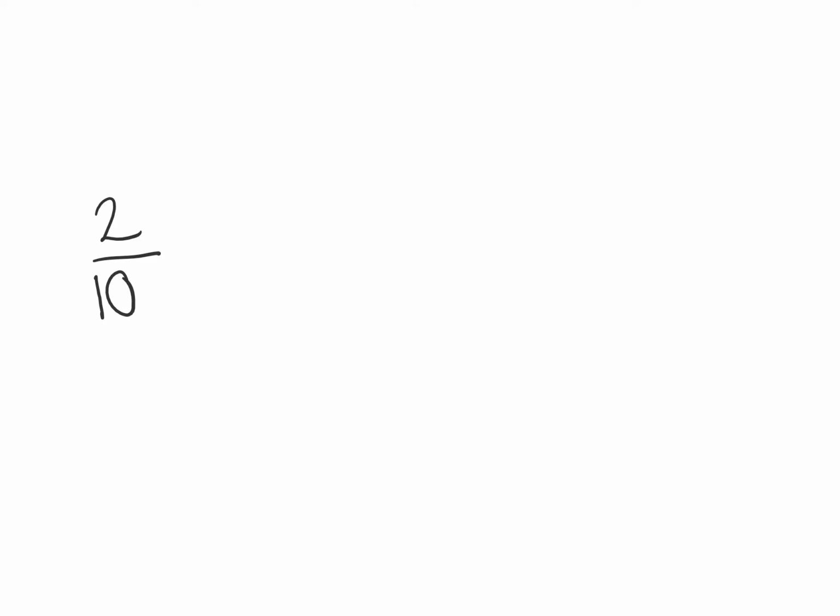Your next step would be to simplify your fraction. All we have to do is divide the numerator and the denominator by the greatest common factor. In this case, that would be 2. So I'm going to divide the numerator and the denominator by 2, and we're left with 1/5.